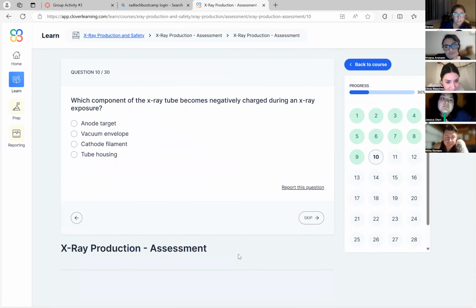Heidi, number 10, please. Which component of the X-ray tube becomes negatively charged during an X-ray exposure? It would be the cathode filament.